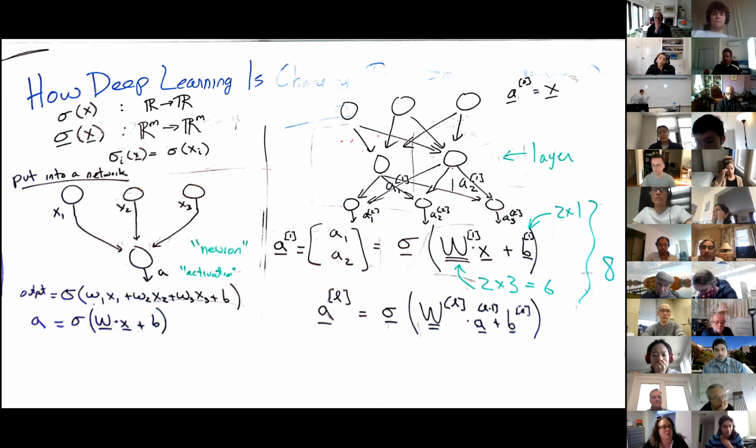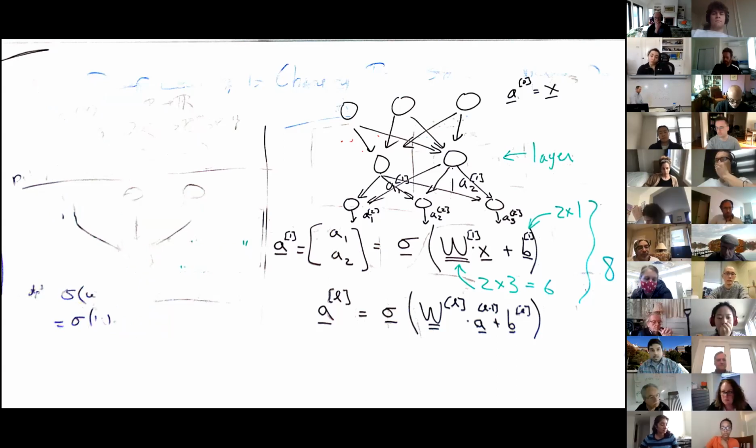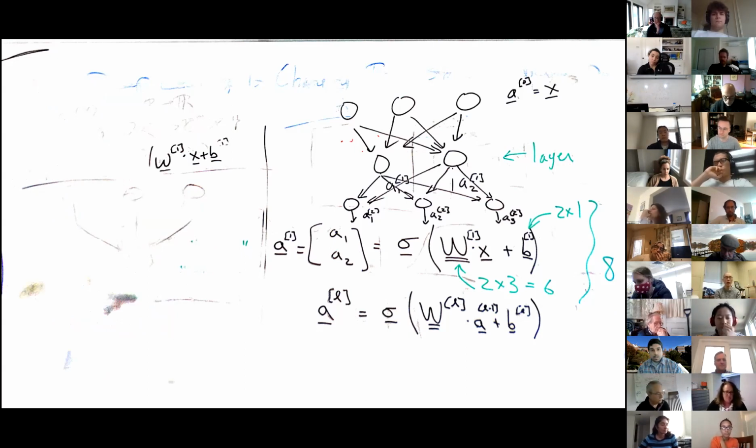All right, so where are we then? If I had W in layer 1 dotted with X plus B1, and I took the sigma of that, that's going to give me A for layer 2.